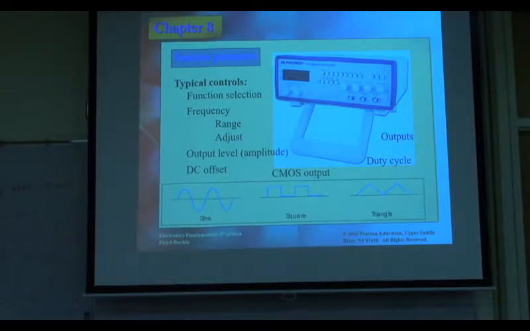We have buttons to control the duty cycle, and those 3 terminals are the output. And the readout: if you change anything in the frequency or the amplitude, you can read the numbers from this screen.